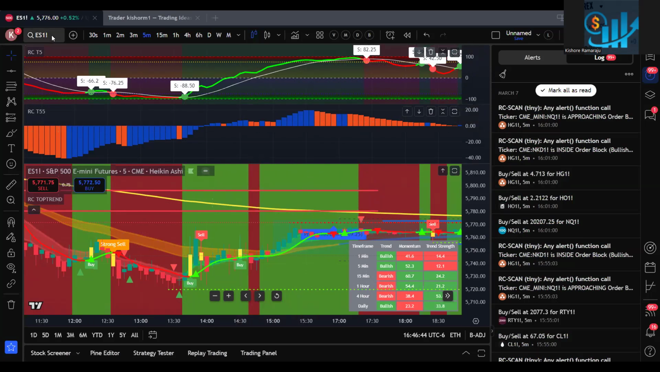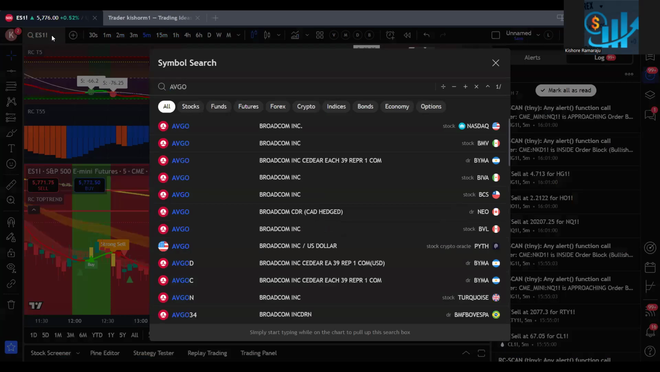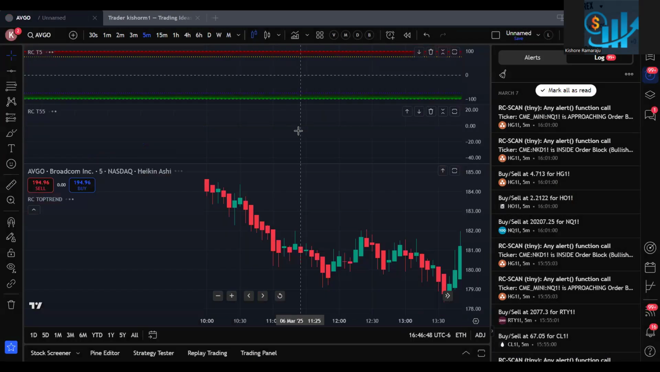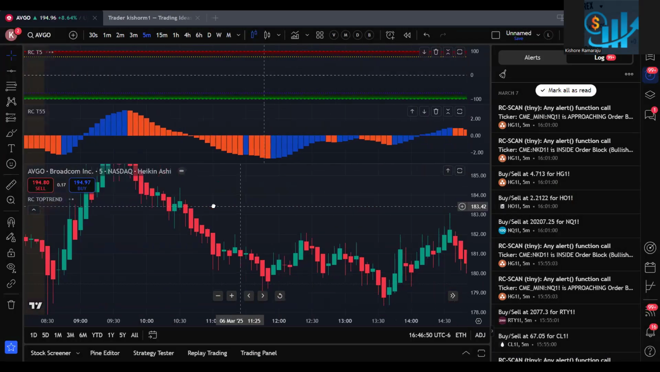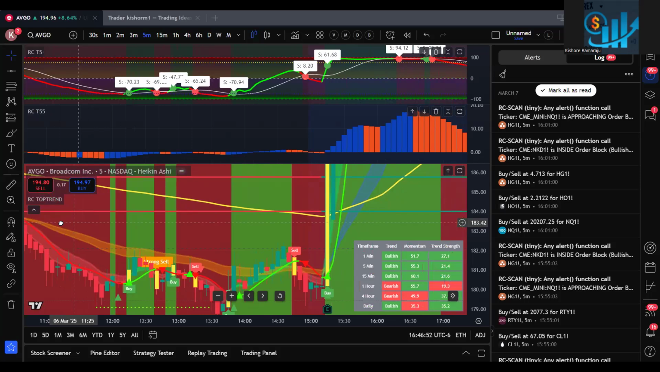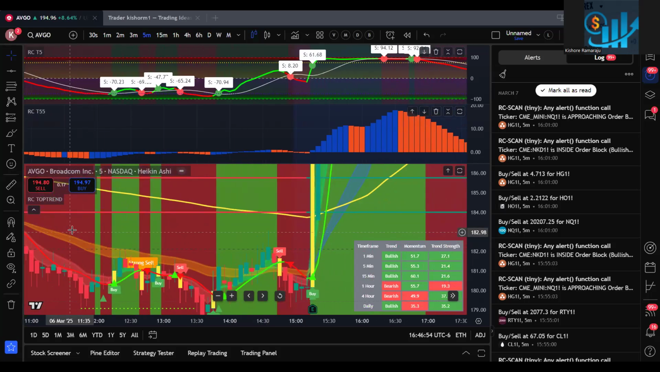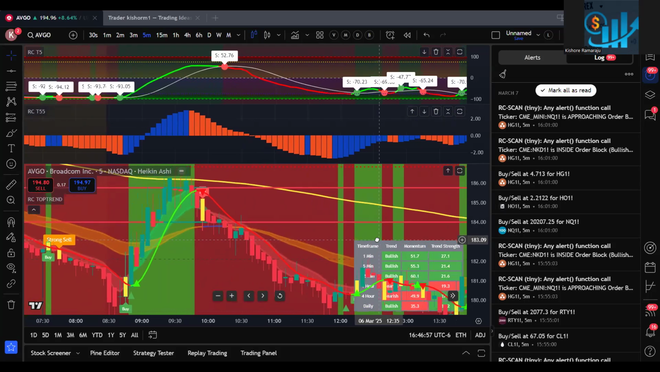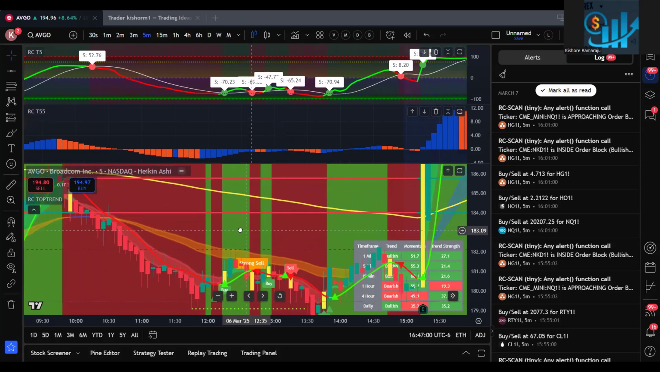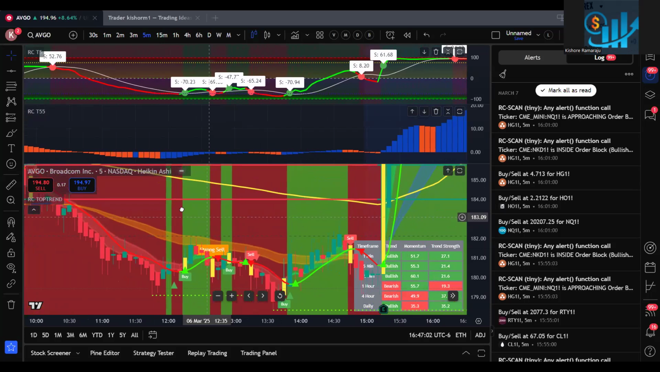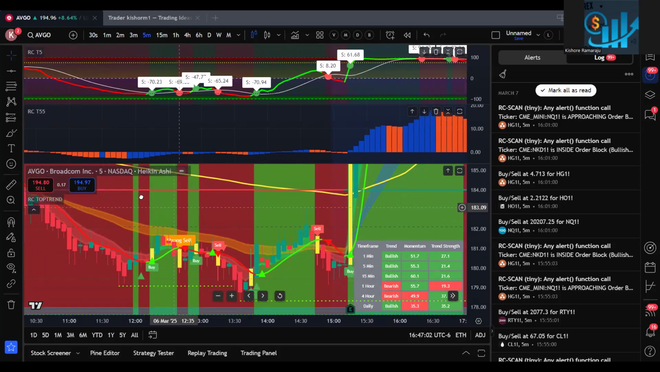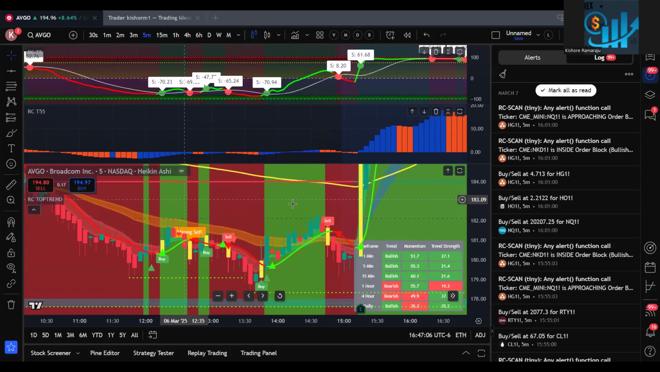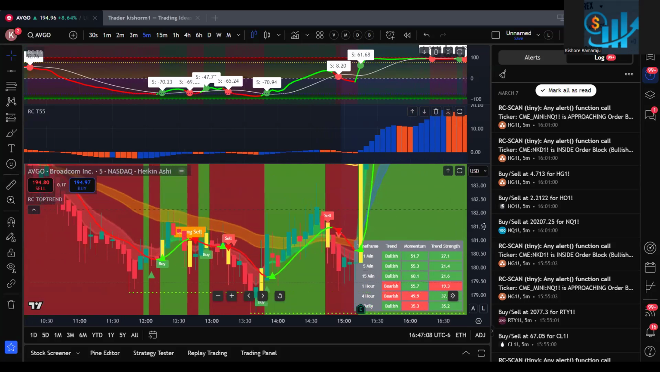For example, on Friday, we took the AVGO trade, right? Friday morning, you know that we entered AVGO in the live session. So let us see around what time we took the trade. Yeah, around this, on the 5 minute AVGO chart.